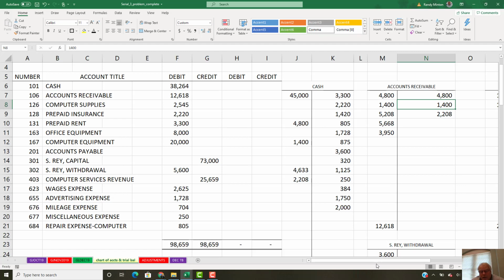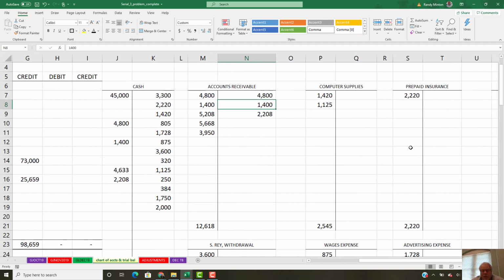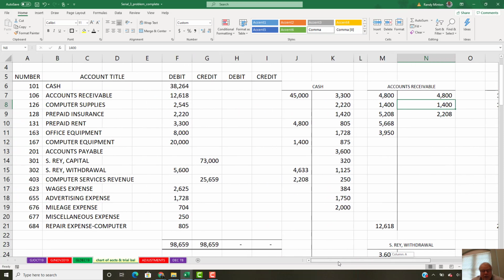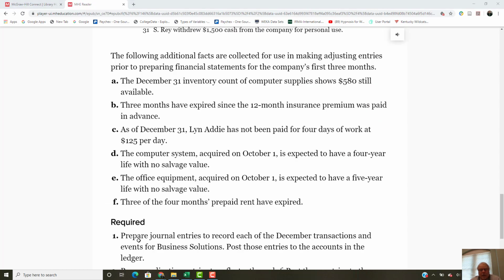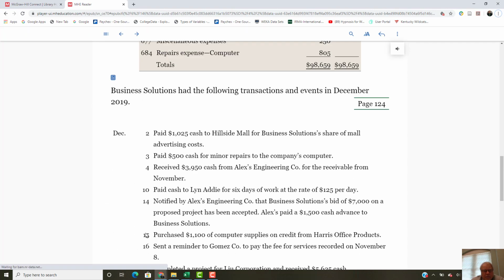So anyway, we did that. We posted to all of the accounts. Just as an example, we posted $2,220 to prepaid insurance, and we didn't have any changes to that. So if you come over here, you see prepaid insurance of 2220. And when we had done that with all of our accounts, we came up with this $98,659.